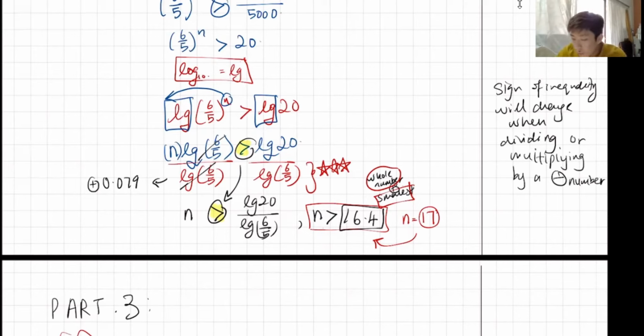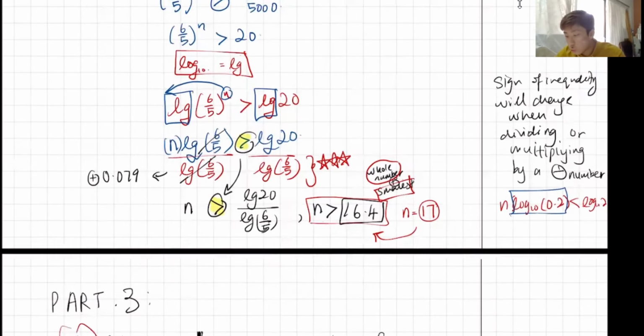For example, if I have n times log base 10 of 0.2 less than log base 10 of 2. When you want to divide by this thing, you must check whether it is a negative or positive number. I'll teach you a trick to know.